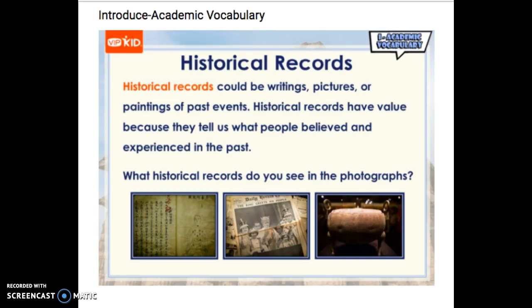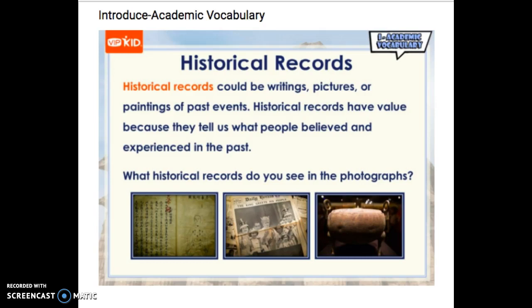Then I would have them, for the third step, construct a picture, symbol, or graphic that is not the same as mine. With this symbol or graphic, they would show their understanding of what a historical record is. Then we could go through different activities to help them add knowledge to terms.